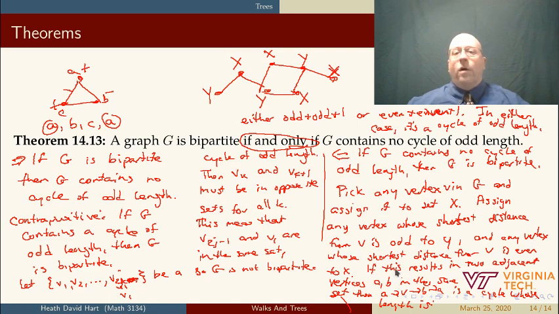And therefore, it does not result in two adjacent vertices having the same set. This is a contradiction. And so G is bipartite. Whew. Sorry about cramming that in at the end.